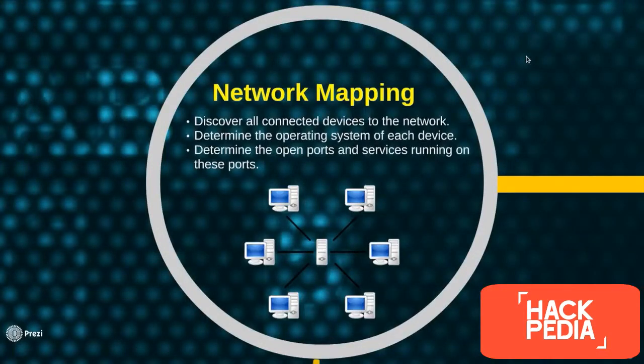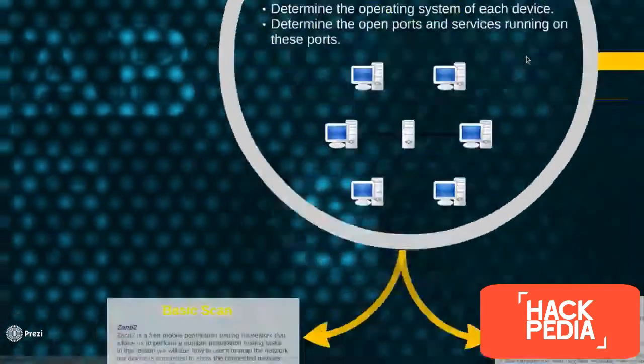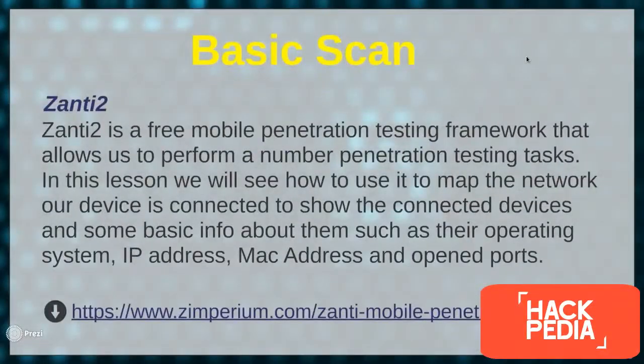So in the previous video we saw how we can map or discover all the connected devices to our network. We were only able to get very basic information such as their IP address, their MAC address, and the manufacturer of the MAC address. Now today we're going to use a tool called Zanti 2, which is a mobile penetration testing framework. It allows us to run a number of attacks and information gathering tasks.